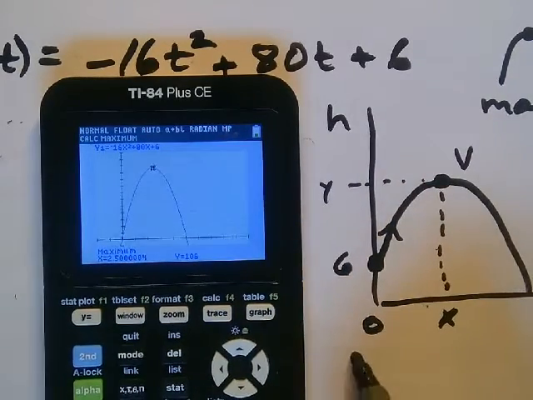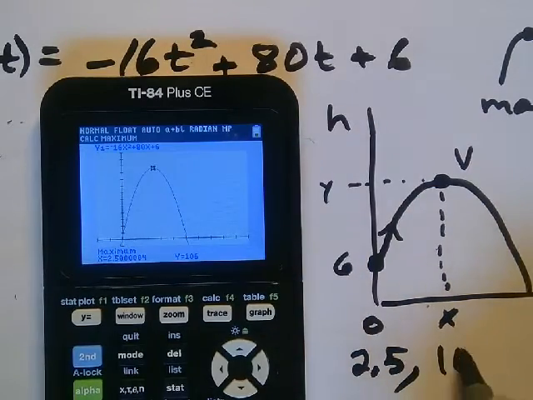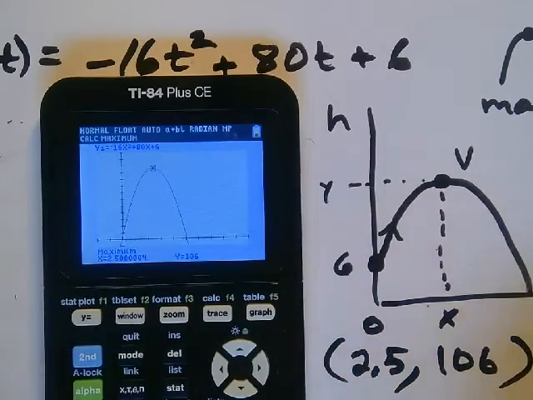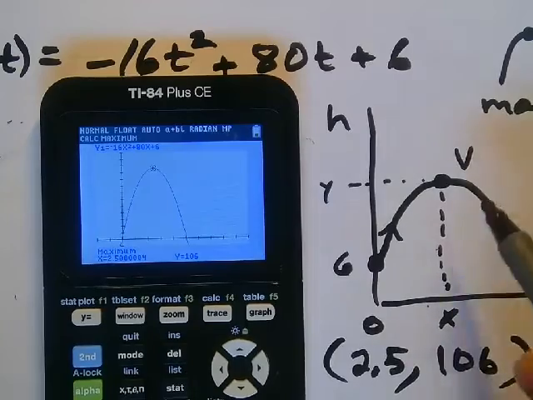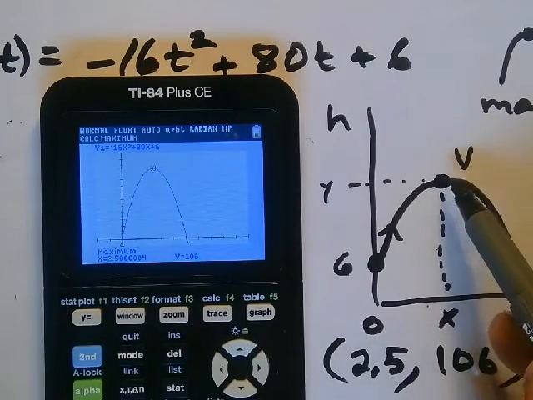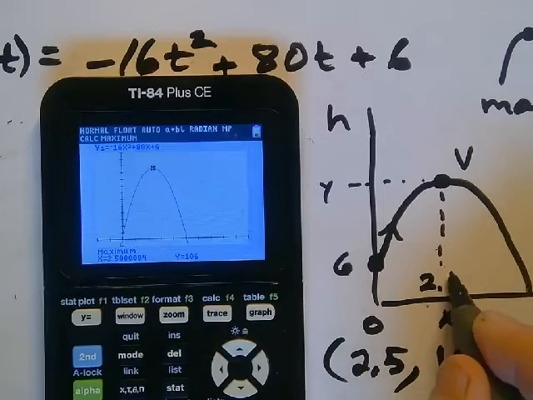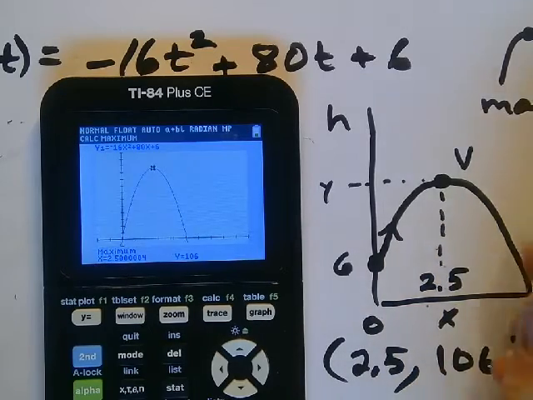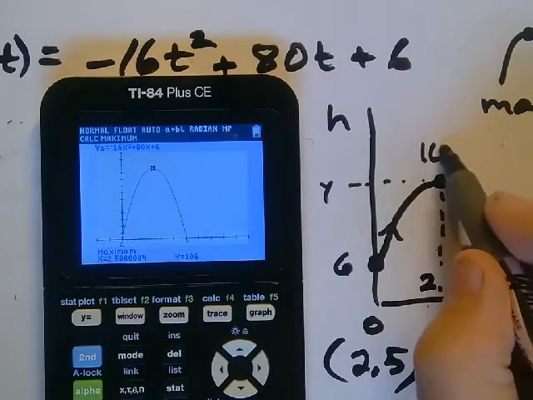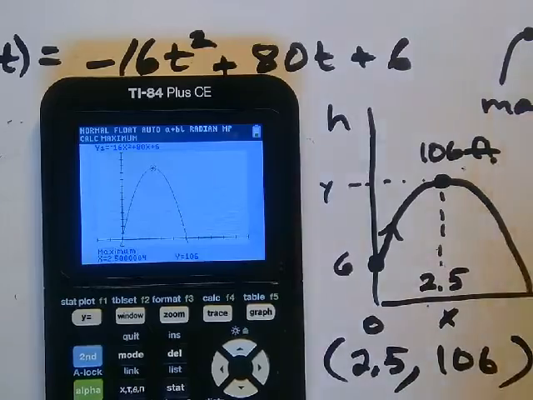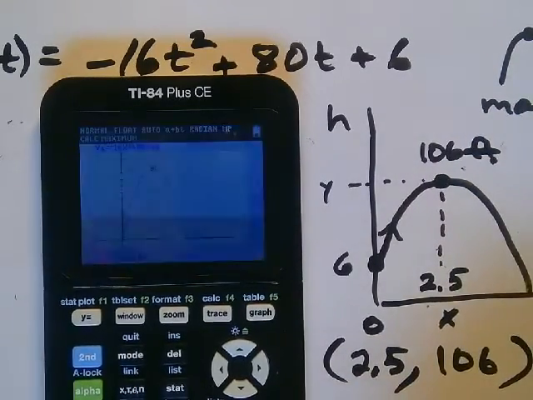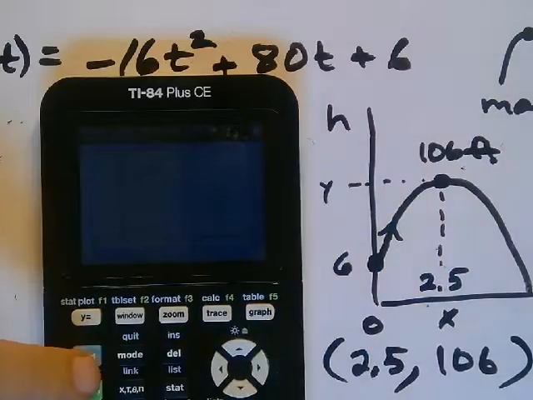So my ordered pair is at 2.5 and 106. What it's telling me is that this vertex of my parabola is at 2.5 on the x-axis. That's 2.5 seconds, and the height is 106 feet. Okay. Now that's all there is to it. You just go ahead and use the maximum feature. Let's go through that again.